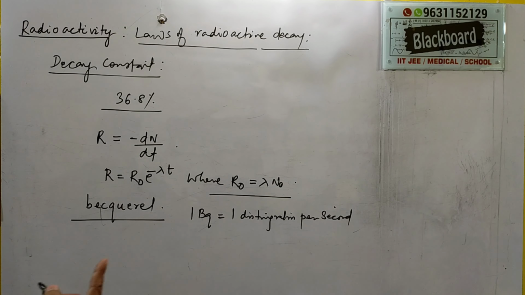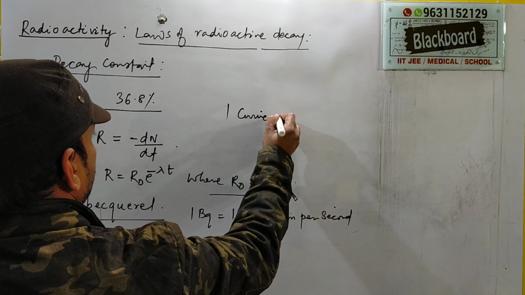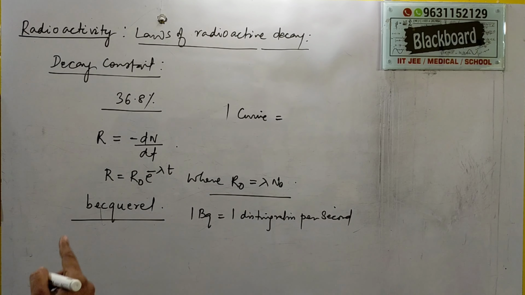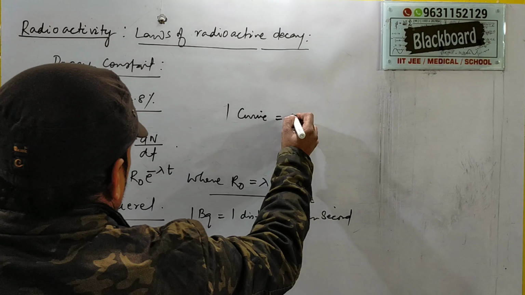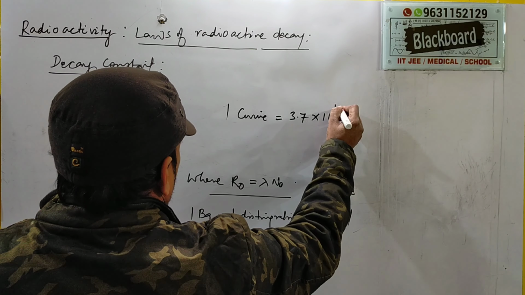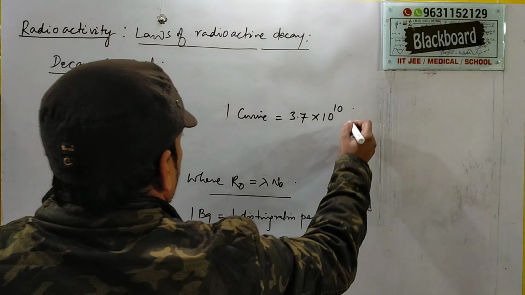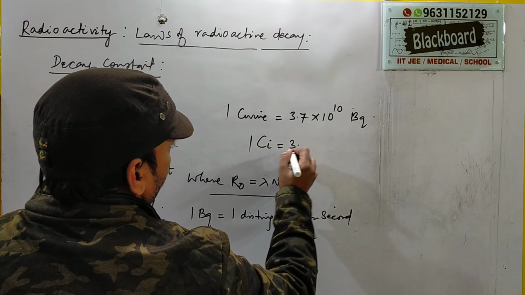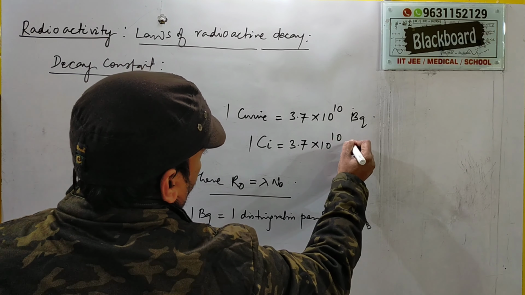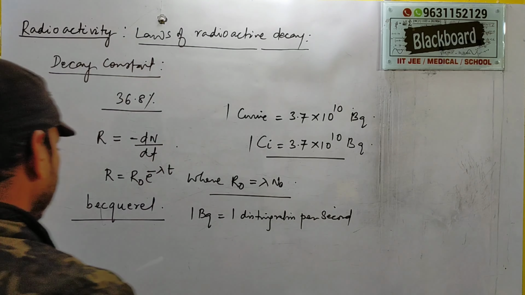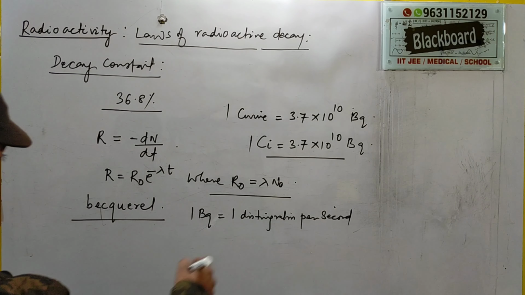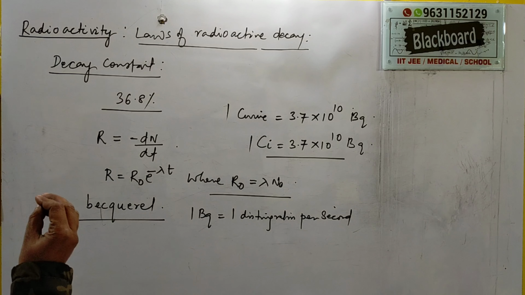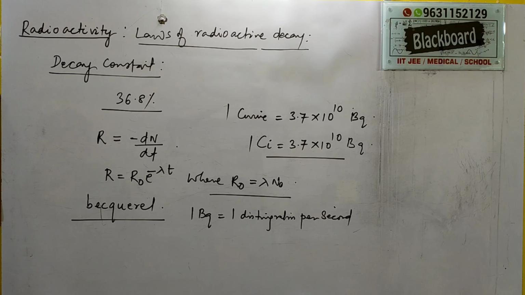There is another unit of radioactivity called Curie. 1 Curie is equal to 3.7 into 10 to the power 10 becquerel. And 1 becquerel is 1 disintegration per second. The unit of activity is becquerel, and we can also write it in terms of Curie.